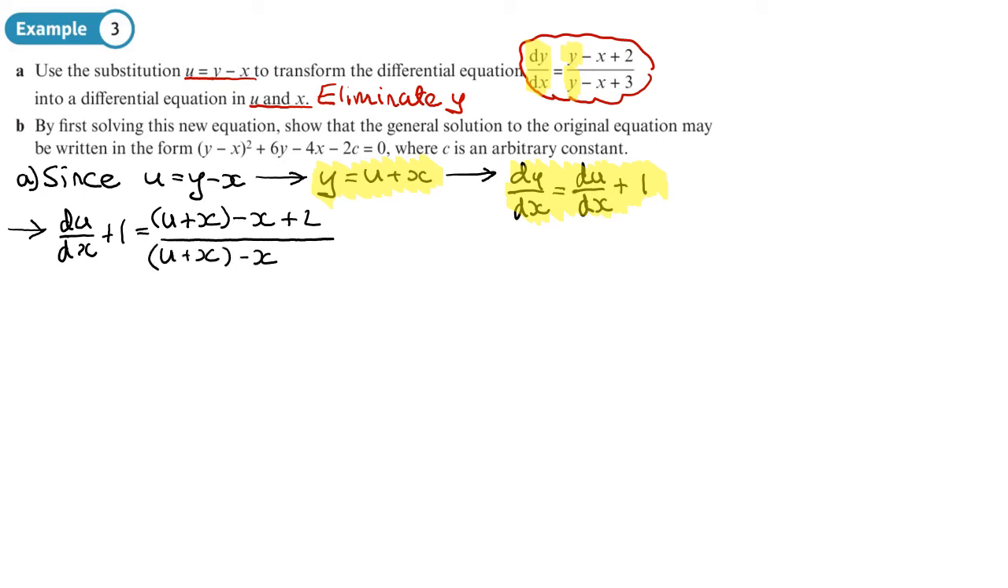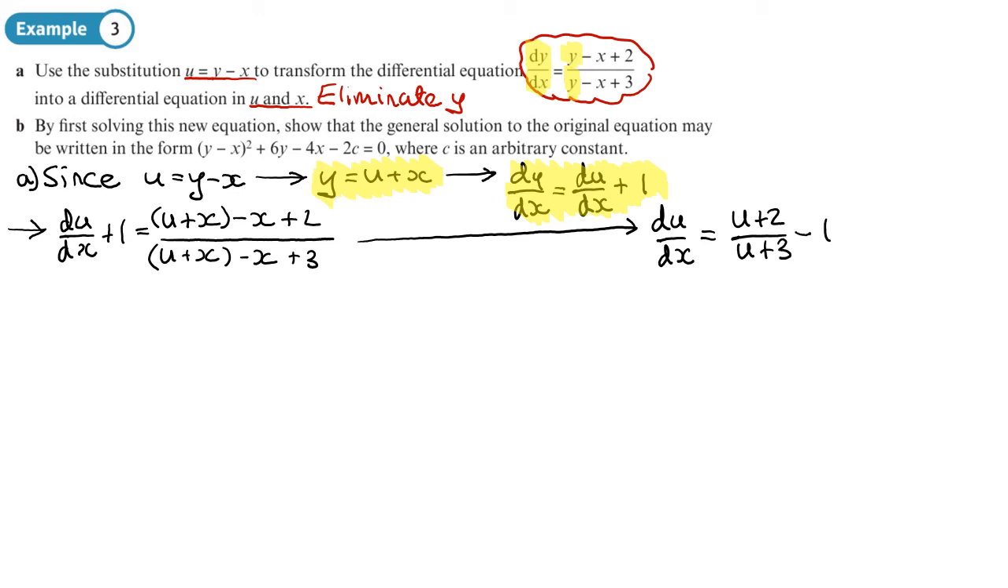minus x plus 3. Now we can simplify that, so I'll write du dx, and I'm also going to move the 1 over as well. So this equals, now the top up here, I've got x minus x, that cancels out. So this just leaves me with u plus 2 at the top. And the bottom here, these x's cancel out, leaving me with u plus 3. So I will have u plus 2 over u plus 3, and then minus 1.